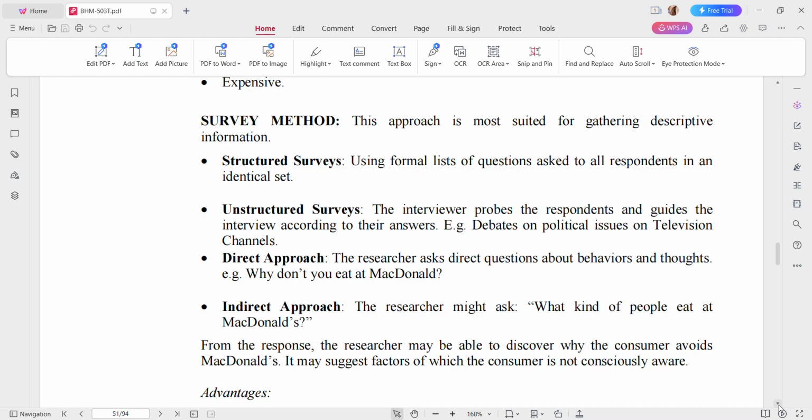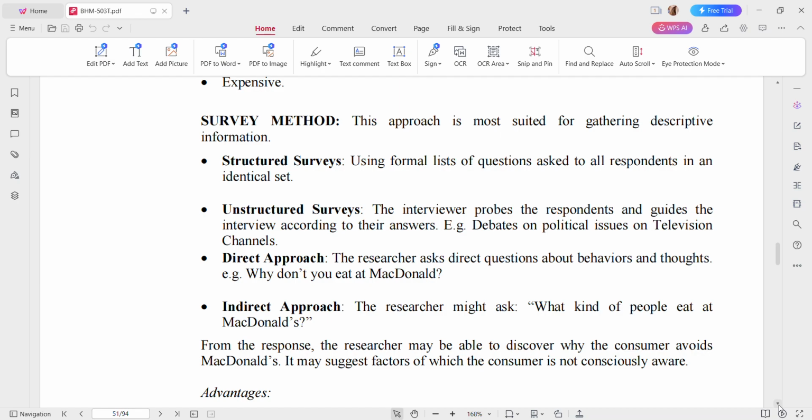Now, another one is the so-called direct approach. This is where the researcher asks direct questions about the behavior and thoughts. Example of this: why don't you eat at McDonald's? So that's direct approach. But there are cases that topics are sensitive, questions are sensitive, issues are sensitive, so it may not be safe to ask it in a direct way. Like here, the researcher might ask what kind of people eat at McDonald's. Notice here, although two different approaches, they will lead to the same answers. So from the response, the researcher may be able to discover why the consumer avoids McDonald's.